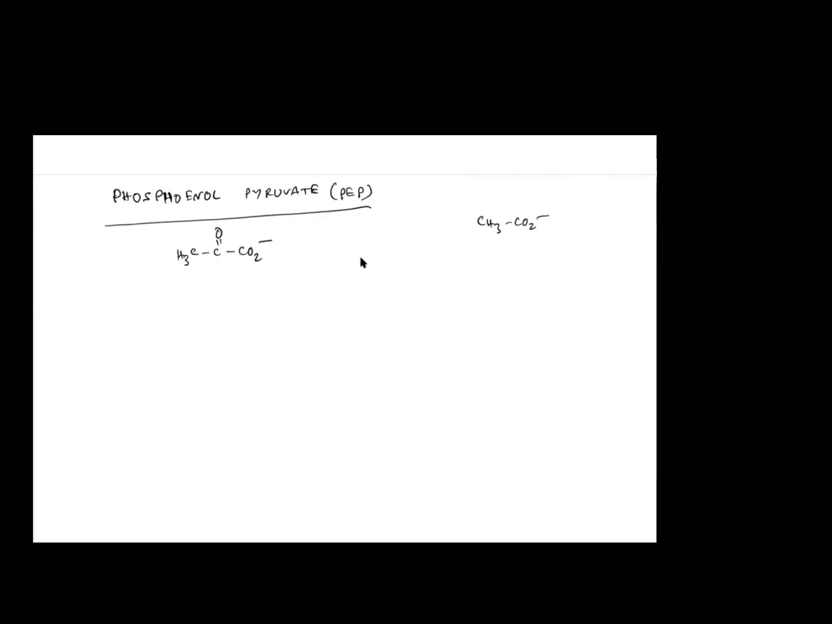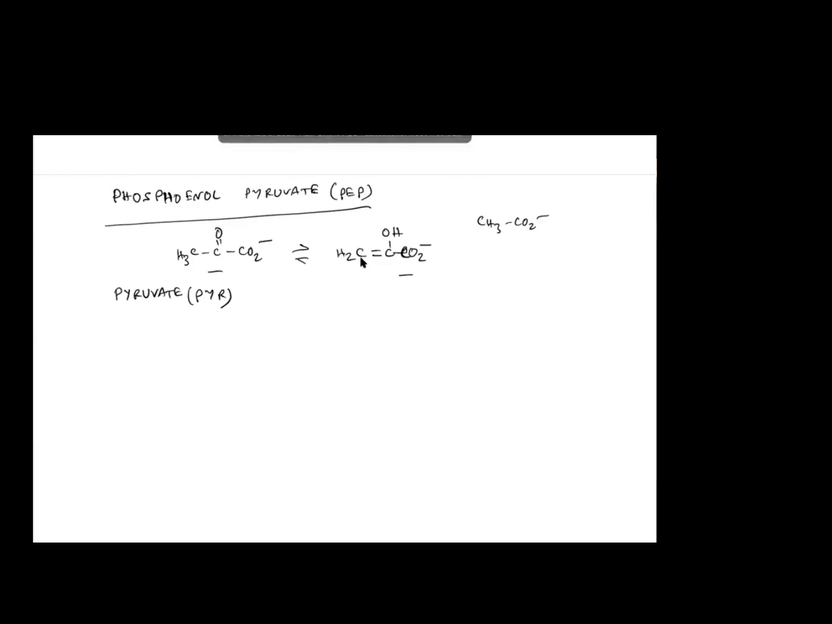So pyruvate we're going to abbreviate as PYR throughout the semester. So that's going to be pyruvate. And this is a keto form, right? It can tautomerize into this enol form, right? Keto-enol tautomerization, organic chemistry, you remember? Yes. So this is the keto form, and that's the enol form. So this is the enol.